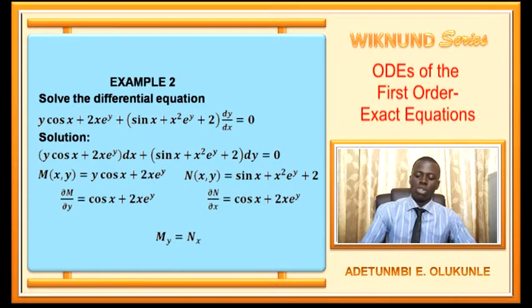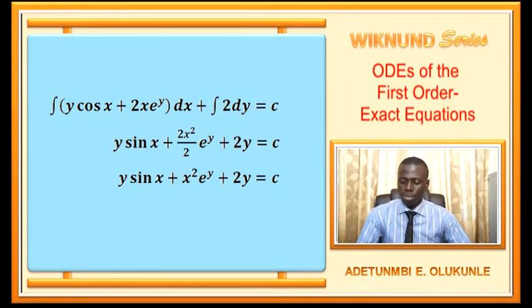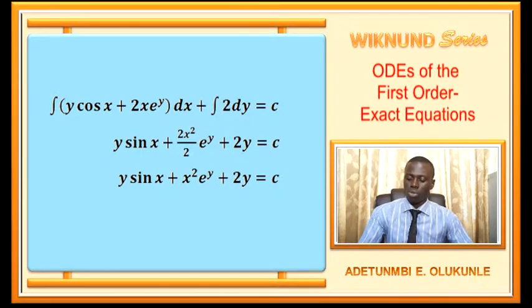So how do we solve it? I love picking the first function because it is the closest, as a pivot function. So I will integrate everything: (y cos x plus 2x e to the y) dx plus, I'll look for the term in the other function that does not contain x. Sin x contains x, x squared e to the y contains x, so 2 does not contain x. So I integrate 2 dy, and equate the value to c.